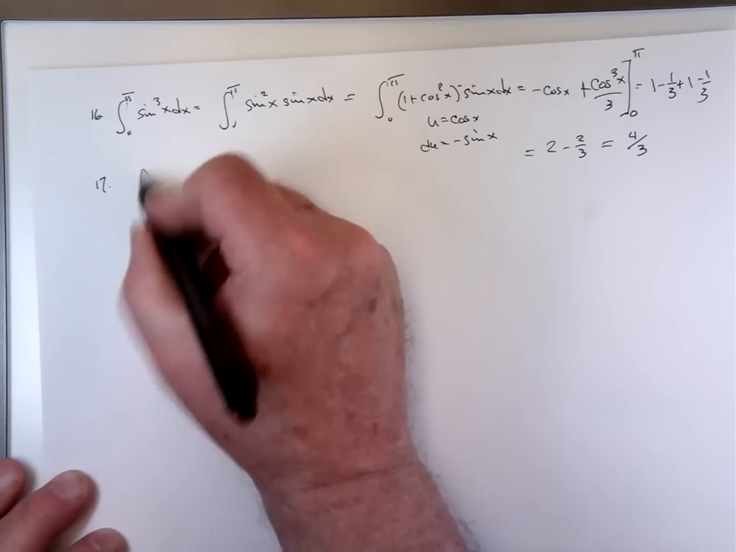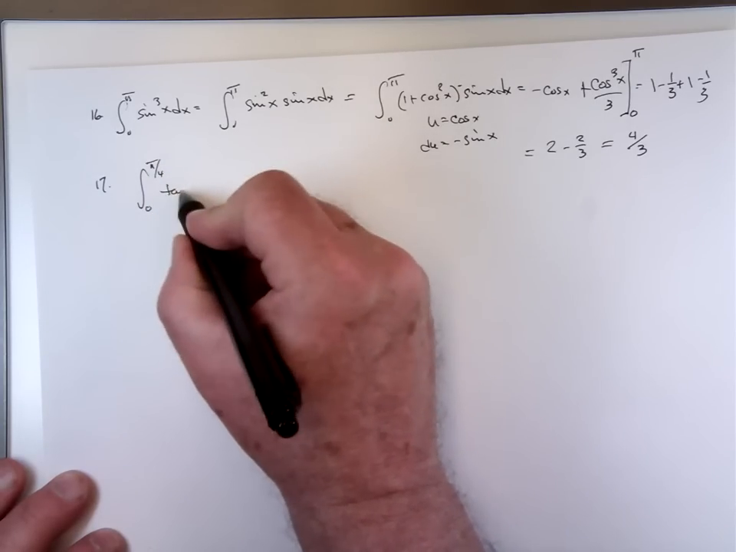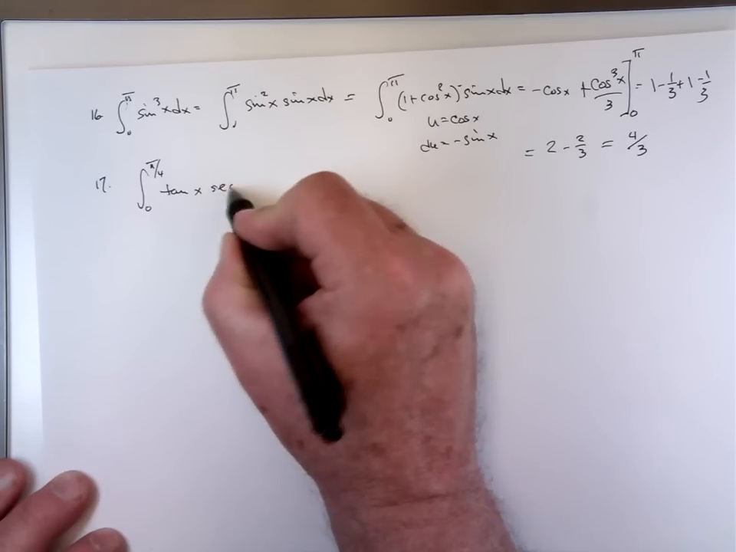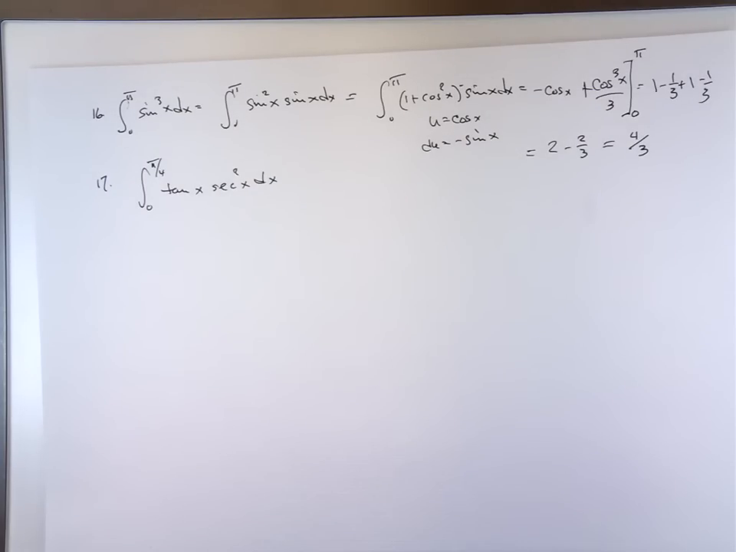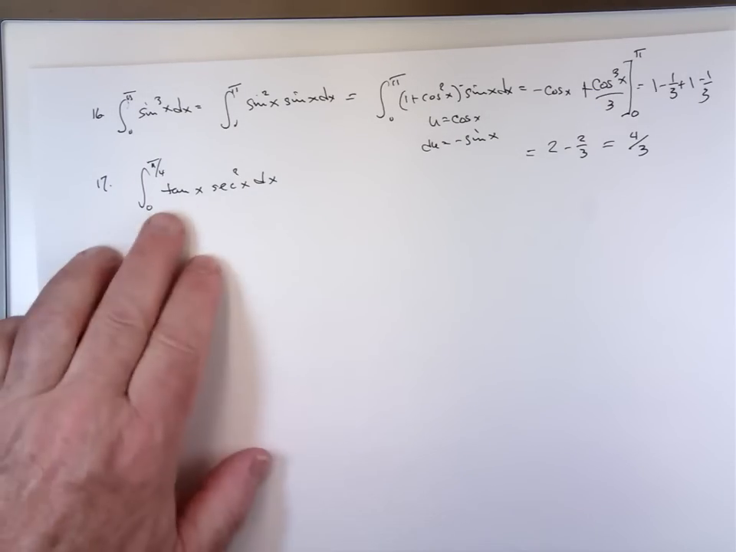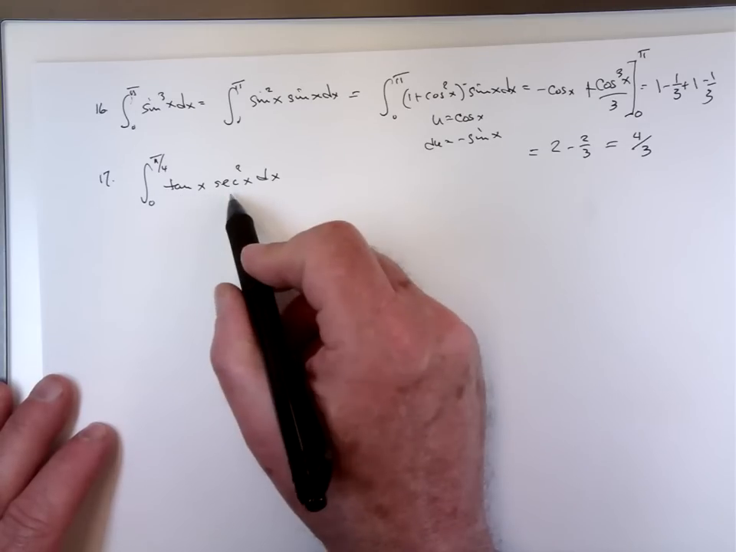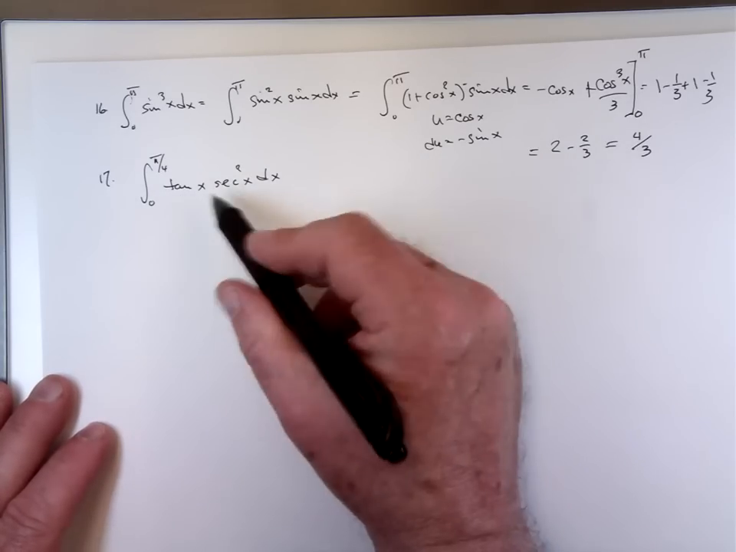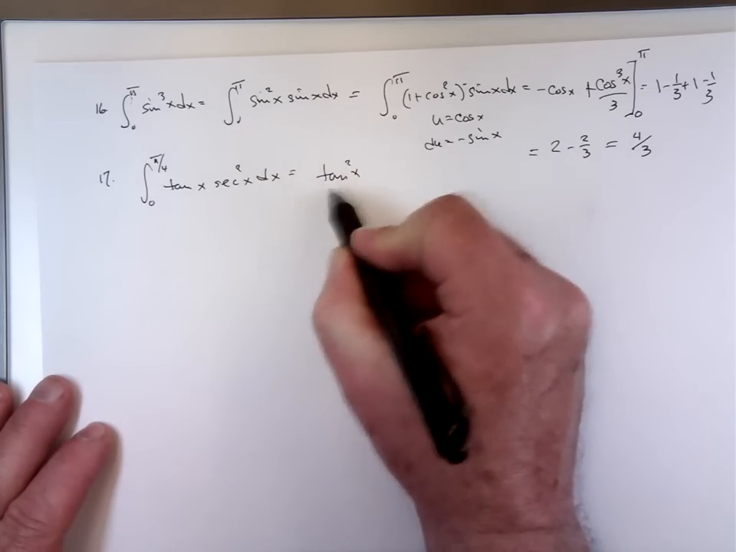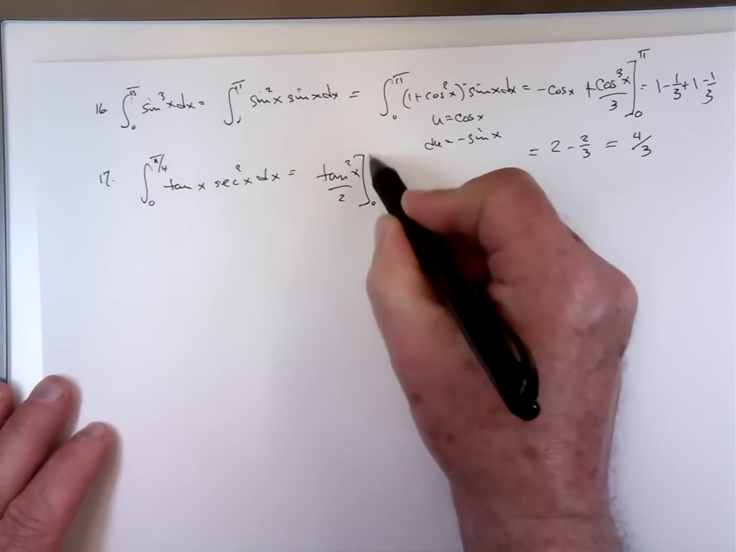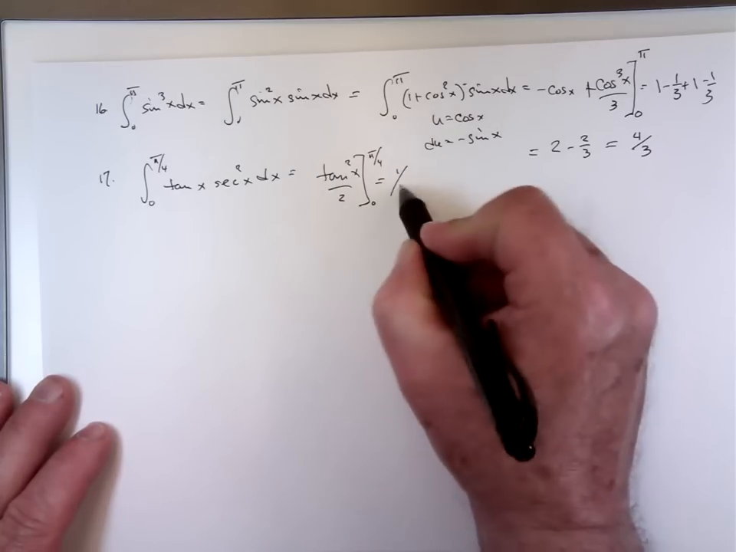0 to pi over 4. Tan secant squared. Well, hopefully you know that the derivative of tangent is secant squared. So this is a u to the n form without doing a heck of a lot. Let u equal tangent, the du is secant squared. So u du is what you have here, the integral of which is u squared over 2. Tangent of pi over 4 is 1. Tangent of 0 is 0.